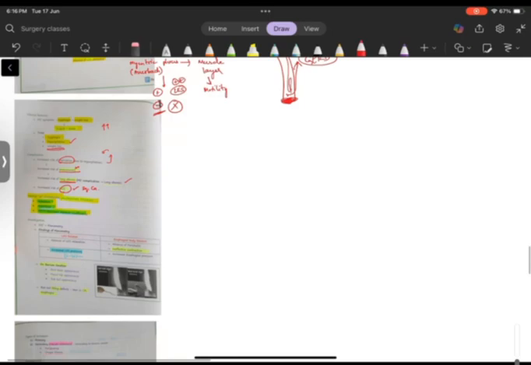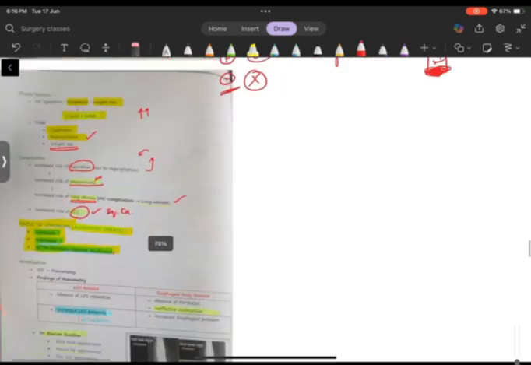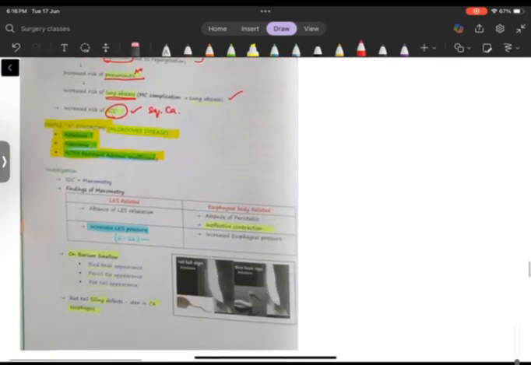So we got to know about the pathophysiology, about the clinical features, and about the complications. So how will we diagnose?